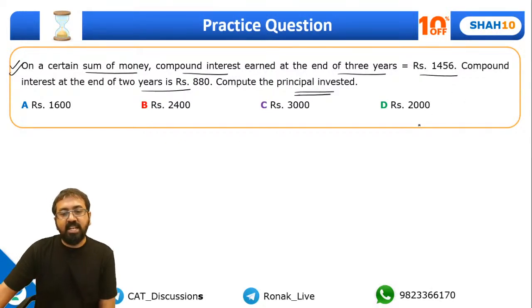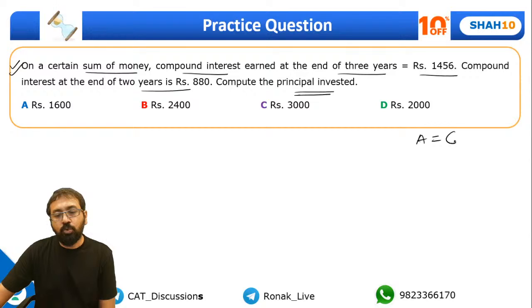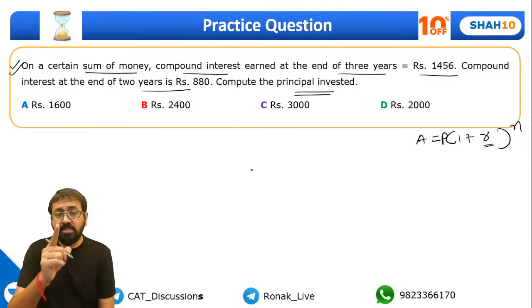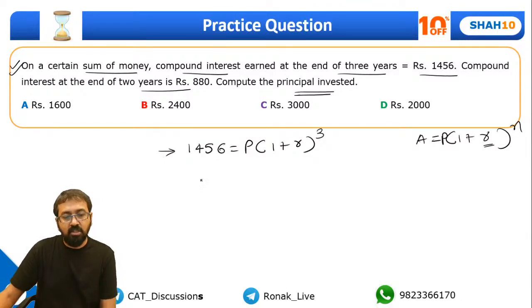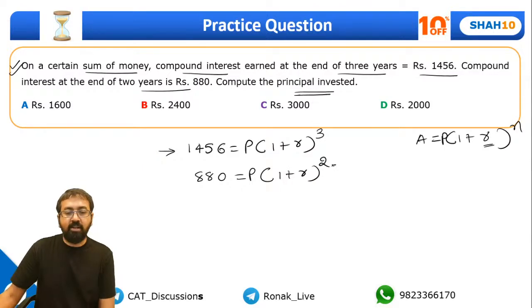Now guys, please understand, in the compound interest formula, amount is equal to principal into 1 plus r upon 100 whole raised to n. If you want, instead of r upon 100, you can also take r as the decimal value, which will simplify your calculation. So I can say 1456 is equal to principal into 1 plus r whole raised to 3, because this is the amount at the end of 3 years. Same way, the amount at the end of 2 years is 880, which is principal into 1 plus r whole square. Yes or no, everyone? 3 years is this one, 2 years is this one.